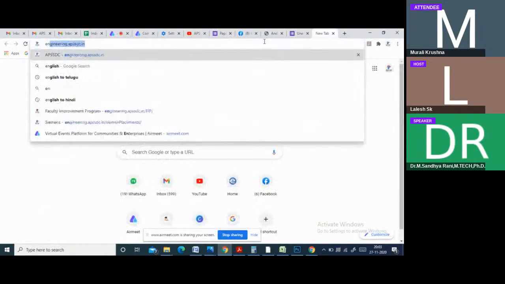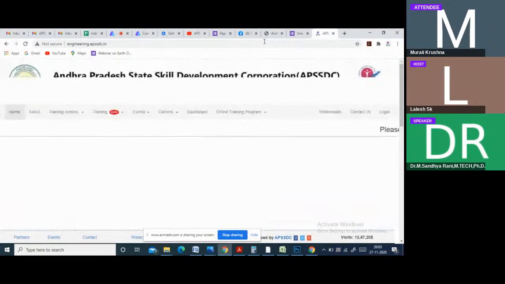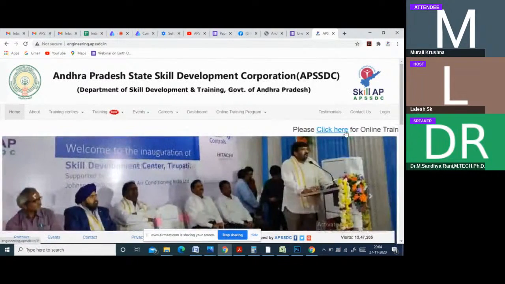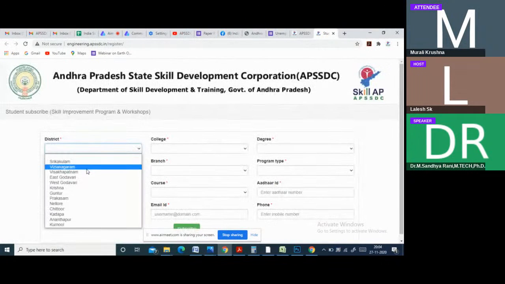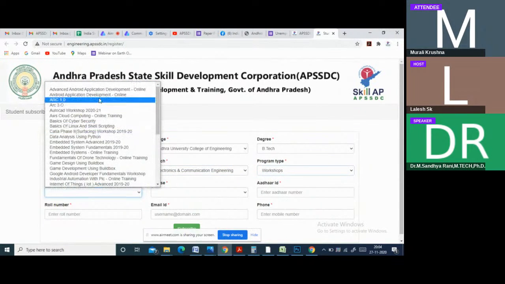For engineering students especially, we are providing training on more than 25 technologies, such as machine learning, artificial intelligence, and data science. If anyone is interested, just register your name. For example, I click on Andhra University, degree BTech, pursuing year fourth year. Here you can see many workshops, like advanced Android application development, AutoCAD, and AWS cloud computing. APSSDC has done an MOU with AWS, so we are providing a free cloud account for each student. There are also basic cybersecurity, basic Linux and shell scripting, CATIA, data analysis, embedded systems, and fundamentals of drone technology.